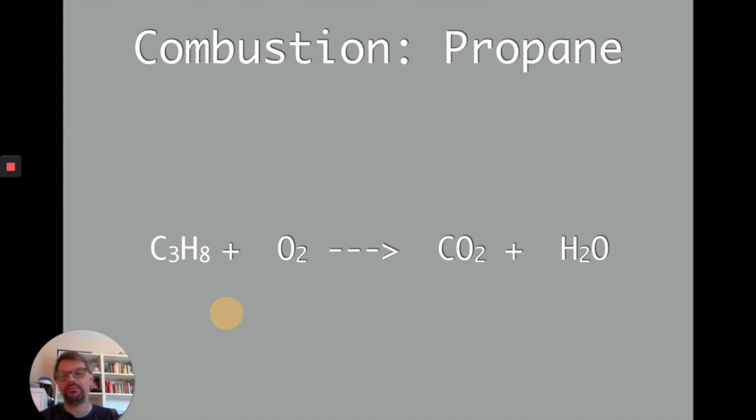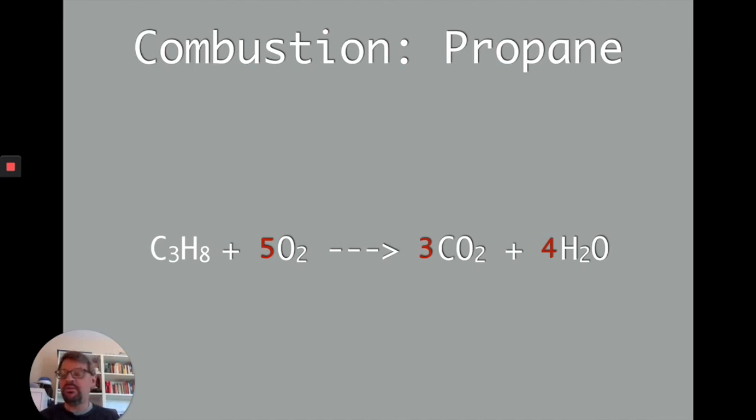10 more seconds. Okay, did you figure it out? Hopefully. 5, 3, and 4. So you have 3 carbons on the left and 3 on the right. Hydrogens, 8 on the left, 4 times 2 is 8 on the right. And for the oxygens, 5 times 2 is 10 on the left, 3 times 2 is 6, plus 4 times 1 is 4, is 10 on the right. So that's your equation for the combustion of propane.